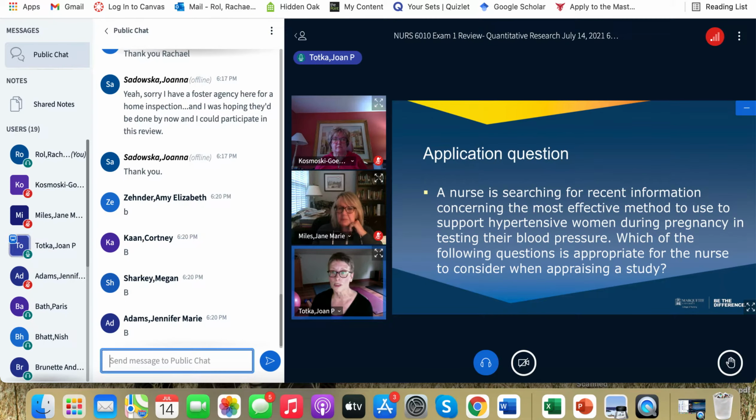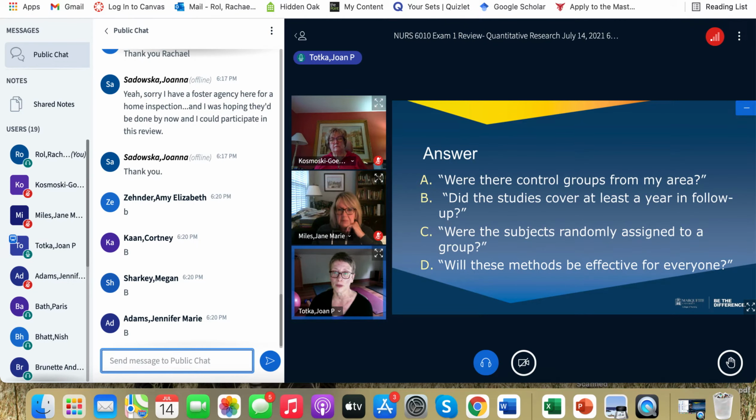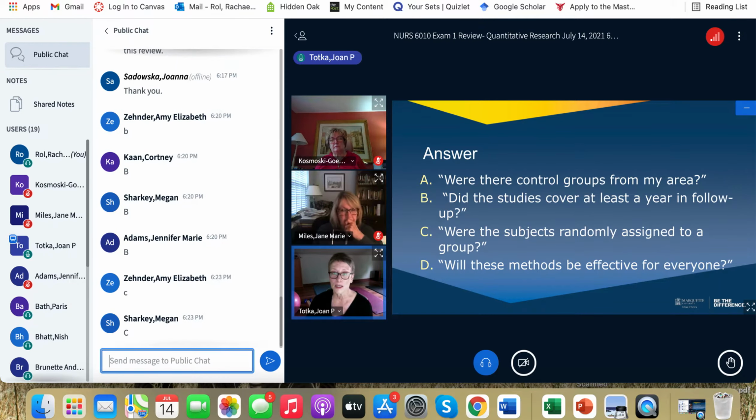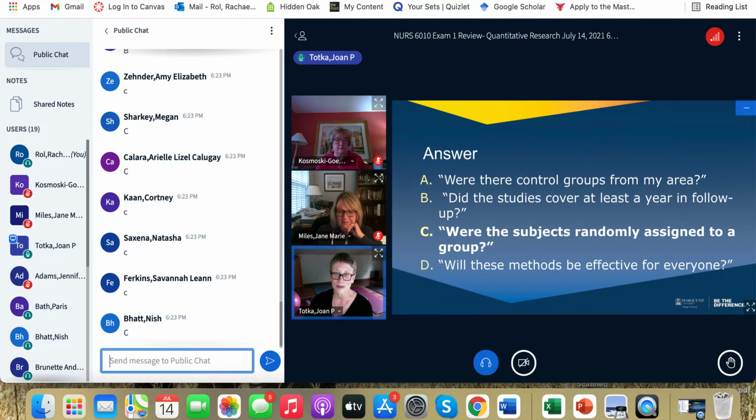A nurse is searching for recent information concerning the most effective method to support hypertensive women during pregnancy by testing their blood sugar. Which of the following questions is the nurse to consider when appraising a study? So this is doing what you're doing and looking at the study. A, were the control groups from my area? B, did the study cover at least a year of follow-up? C, were the subjects randomly assigned to a group, or will these methods be effective for everyone? And C, everybody's saying, and you're exactly right. And I didn't say B again, so there you go.